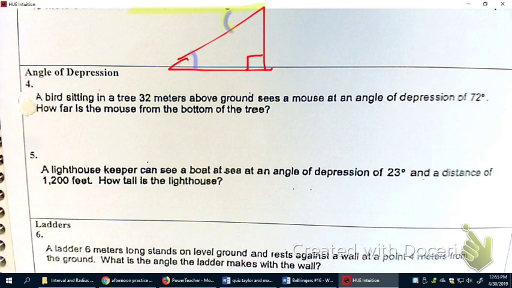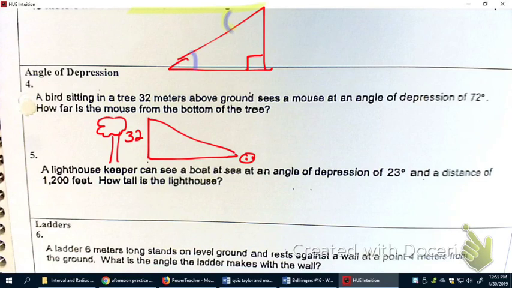Okay? So number 4, we have this bird sitting in a tree, and it's 32 meters above the ground. And it sees this little mouse. So there's the 32 because that's how far the bird is in the tree. The little mouse is down here. And it sees the mouse at an angle of depression of 72. So where do you think the 72 is going to go? At the bottom. See, it's really up there at the top outside the triangle, but we know it's equal to the elevation angle, so we're going to put our 72 right there.